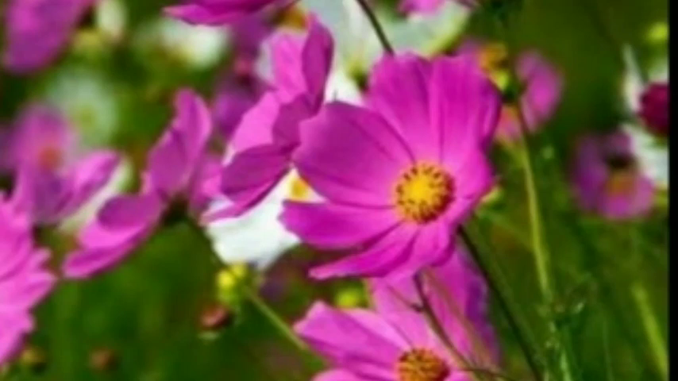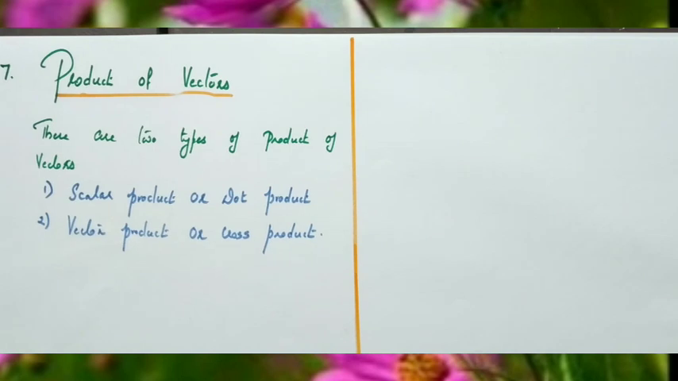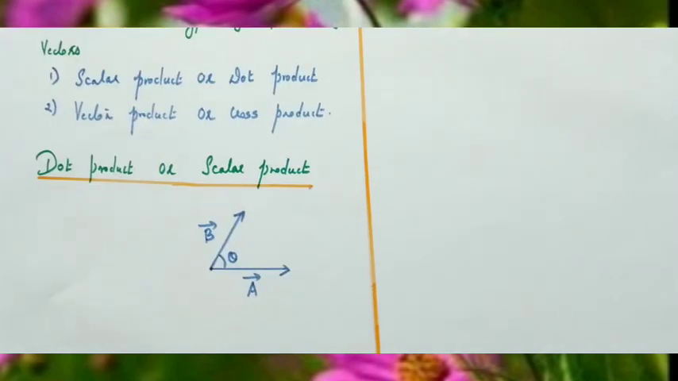Next property of vectors is product of vectors. There are 2 types of product of vectors. Number 1, scalar product or dot product, and number 2, vector product or cross product. First we can study the dot product or scalar product.